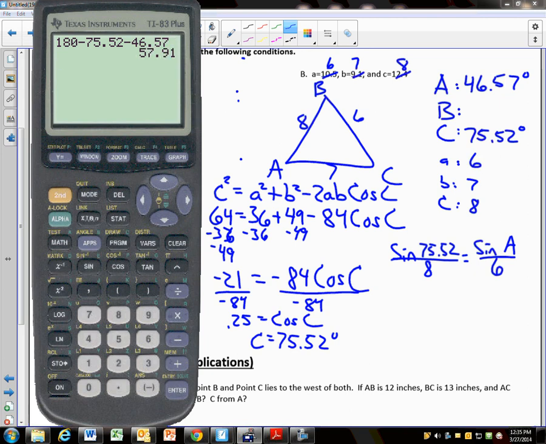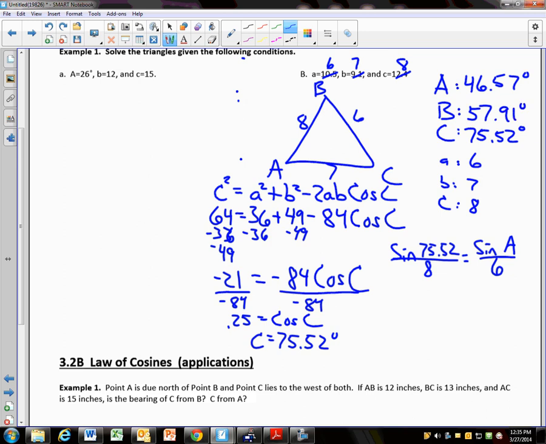$57.91. Does that match with the sides? Yep. Smallest is A, smallest is A, biggest is C, biggest is C. That's it.